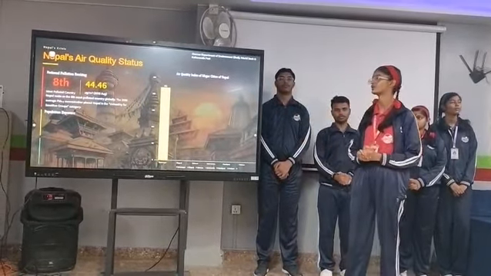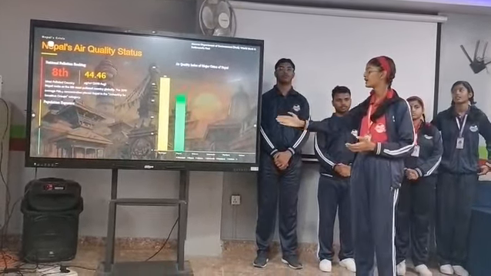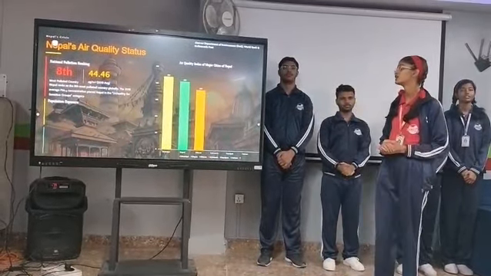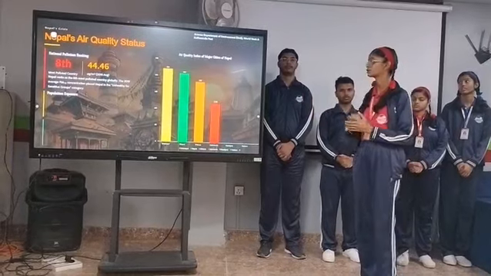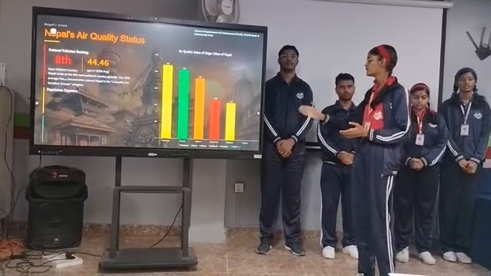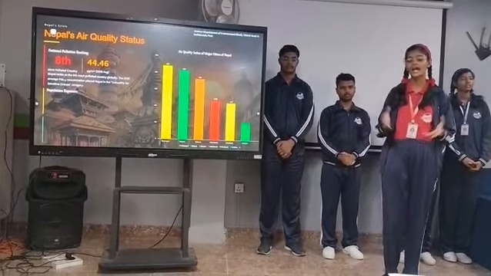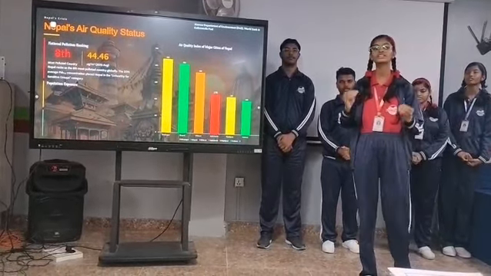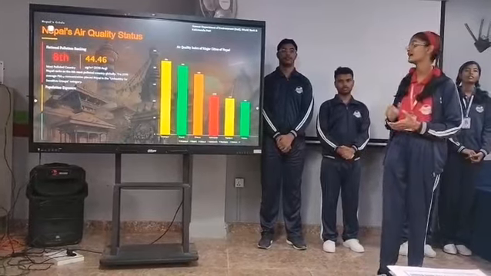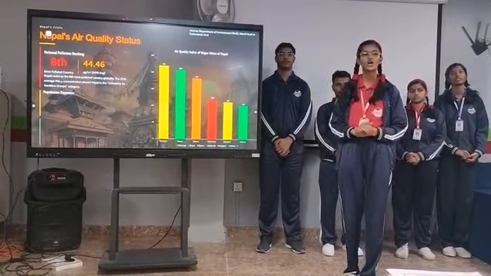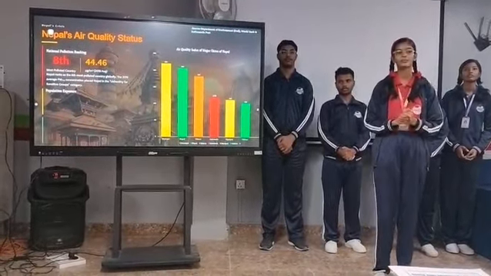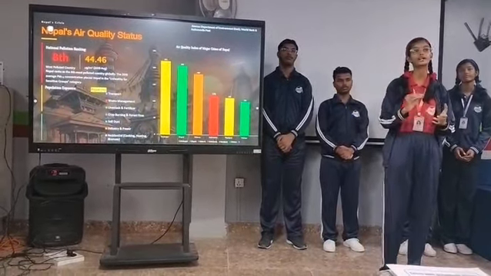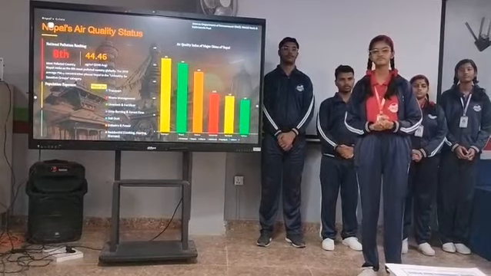Biratnagar, 221 Air Quality Index. Birgunj, our city, 209. Then we have Chitwan, 186. Kathmandu, 117. Nepalgunj, 116. And Pokhara, 106. Even Pokhara, our tourist paradise, our clean city, has an AQI of 106, which is still fine but rising. This is data that keeps changing according to environmental factors.